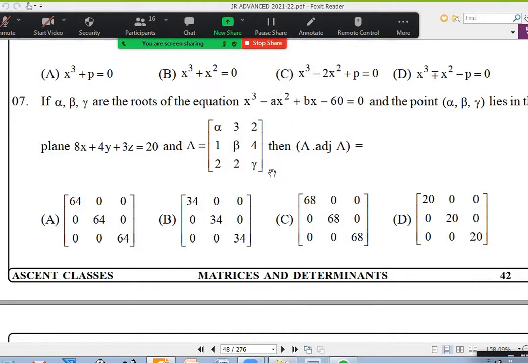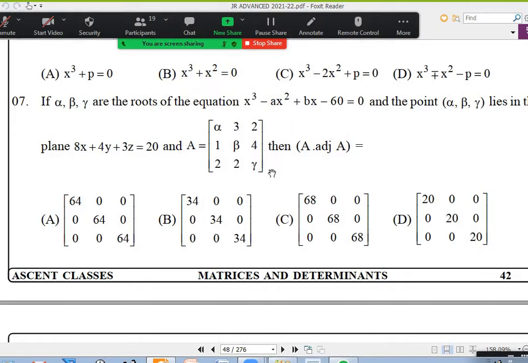Okay, seventh one, two things are important. One is A into adjoint A. What is the formula for A into adjoint A? When you simplify A into adjoint A, you will get det A into I, the identity matrix. That is, det A 0 0, 0 det A 0, 0 0 det A. That's how we got the formula for A inverse as 1 by det A into adjoint A. Now we need to see how to find det A.